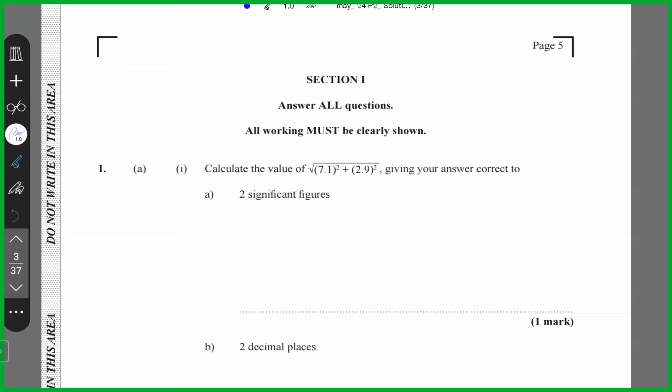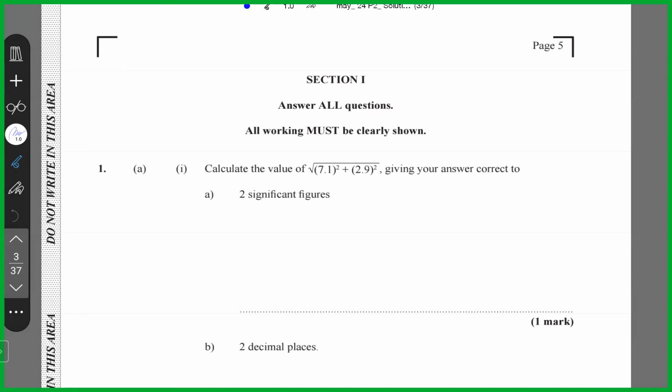All right, so we're looking at the May-June paper 2024. Question number 1A says, calculate the value of the square root of 7.1 squared plus 2.9 squared. Well, I would just basically type that exactly the way I see it in my calculator.